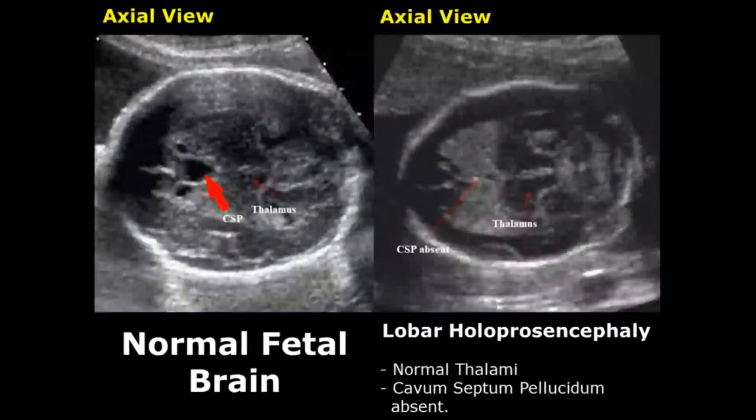Lobar holoprosencephaly is the least severe form. In this, the thalami are normal, but the cavum septum pellucidum is absent.